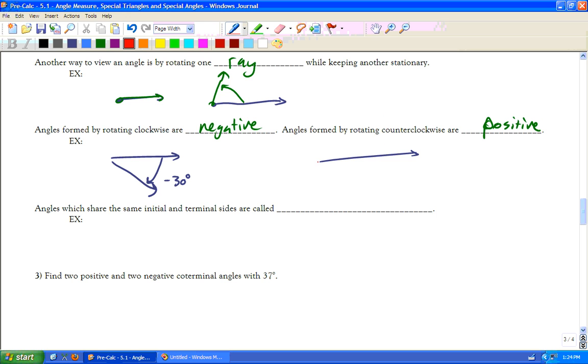Just like if I were to take this and rotate it up this way, we would say that's, it looks to be about positive 50 degrees. The negative, the positive, just indicates which way you're rotating your one ray in order to reach the other one.